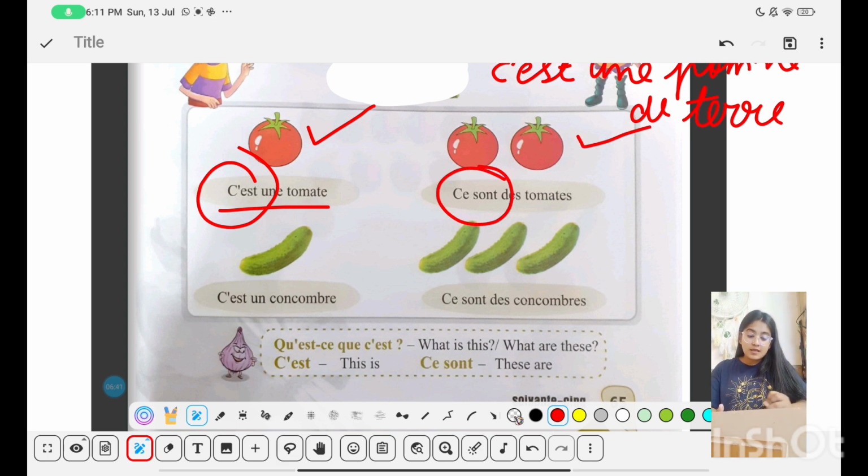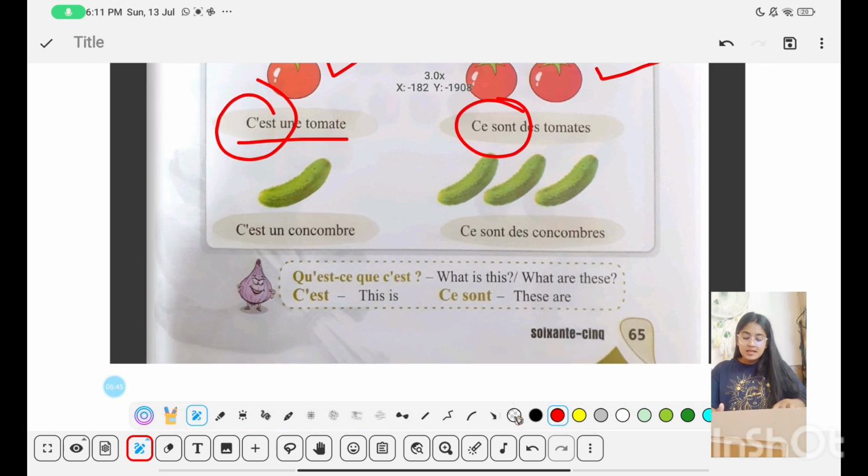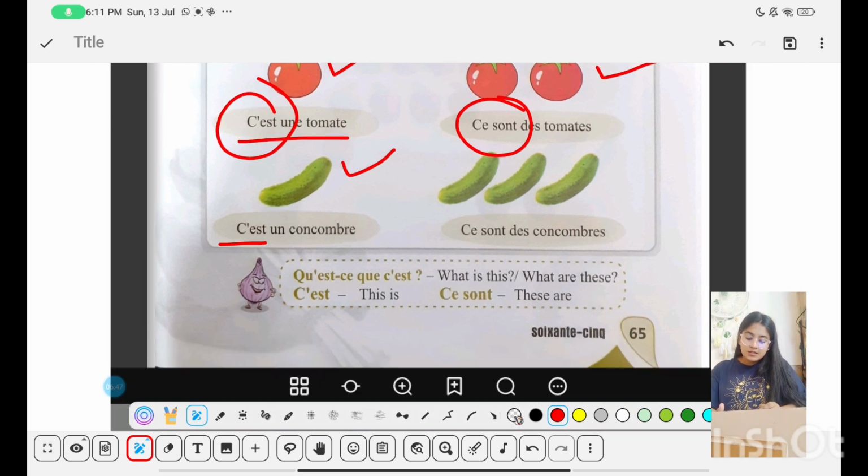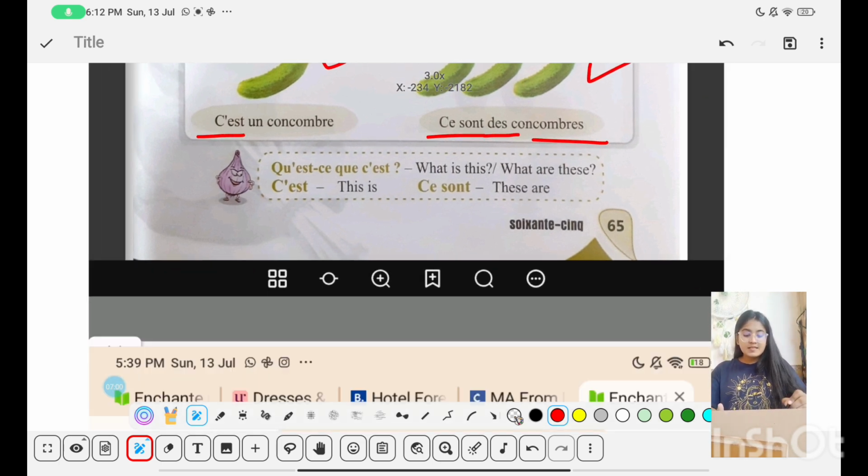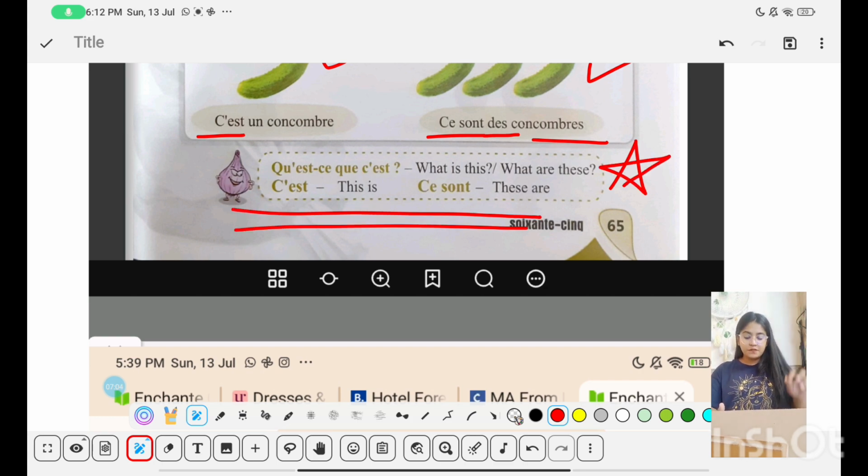Ce sont. Why ce sont? Because two tomatoes are there. Fine, plural. Similarly, one cucumber, c'est un concombre. Three cucumbers, ce sont des concombres. Ce sont, these are, they, because it is plural. Okay. Similarly, a similar thing is written here, so you can have a note of it. Fine.